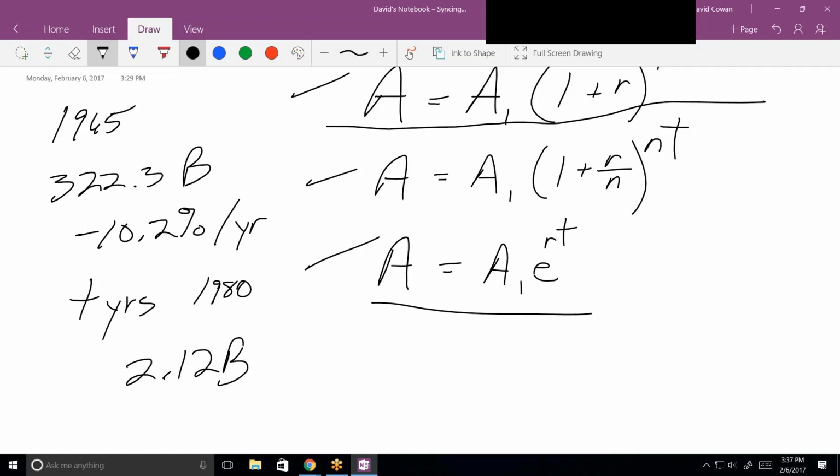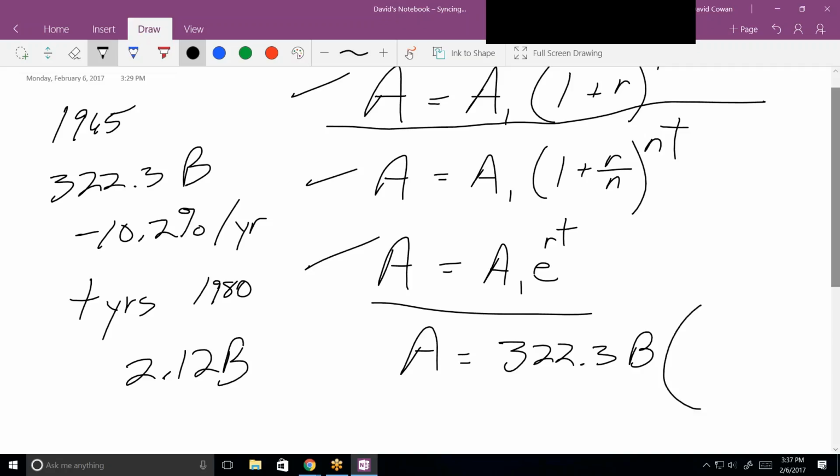That's okay. So the amount that our debt starts at, 322.3 billion, I believe, and it's going to decrease, which means r is negative 0.102 each year. It said it increased each year. Oh, it's an increase. Yeah. Okay, so it's a plus there, to the t number of years, and they wanted to know what the debt would be in 1980.